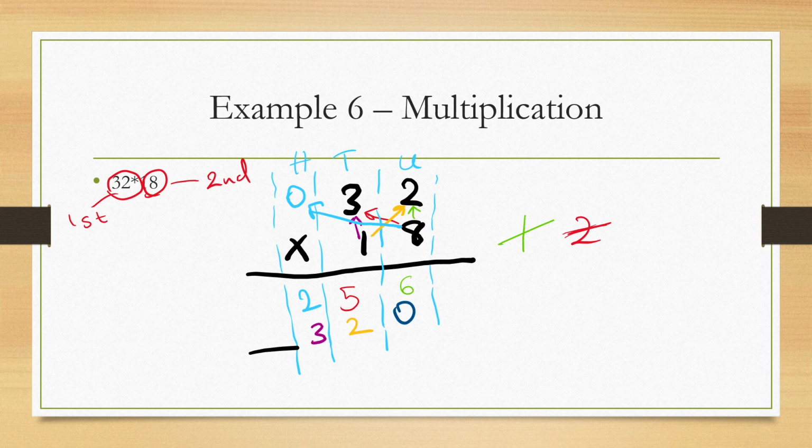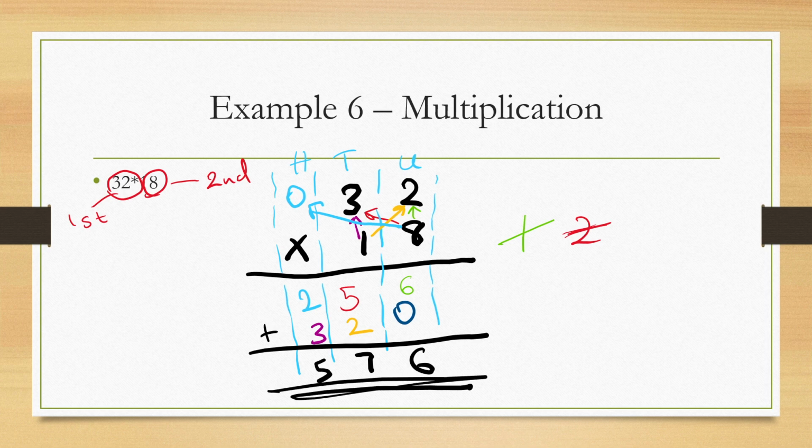Now you're going to draw another line underneath here, and put the plus sign over here. This is just the same as the normal addition that we looked at earlier, so you can easily do it. So this is 6, 5 plus 2 is 7, 2 plus 3 is 5. So the answer is 576.